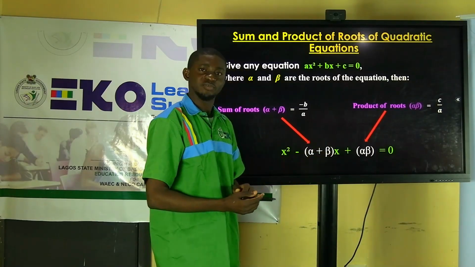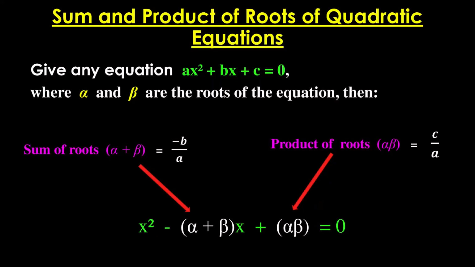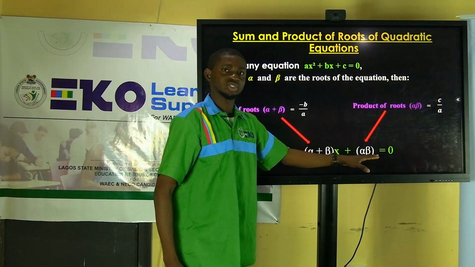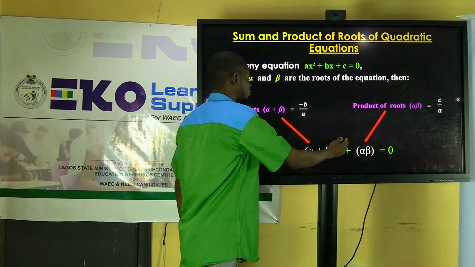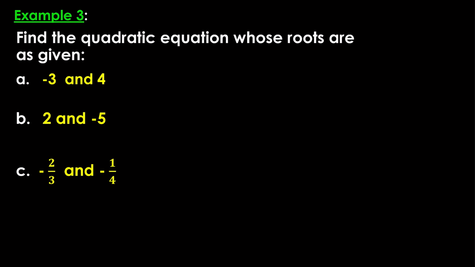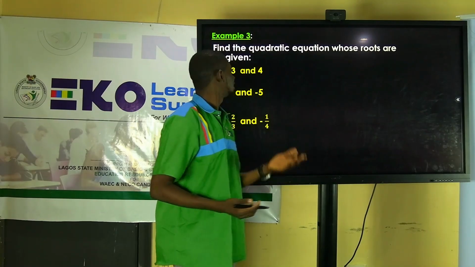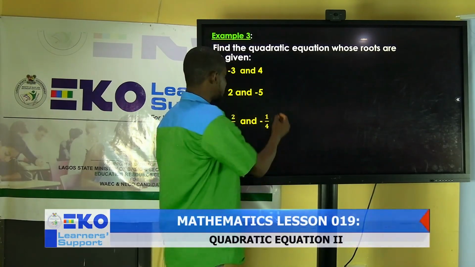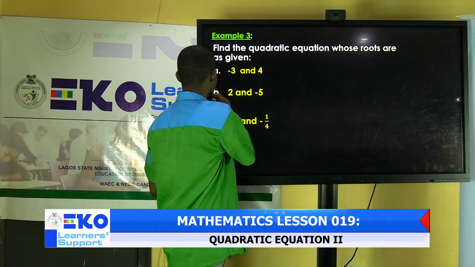So look at this before we move on to using it. x squared minus the sum of the roots plus the product of the roots equals 0. Here we have this: find the quadratic equation whose roots are given as -3 and 4. That's the roots of this equation, -3 and 4.